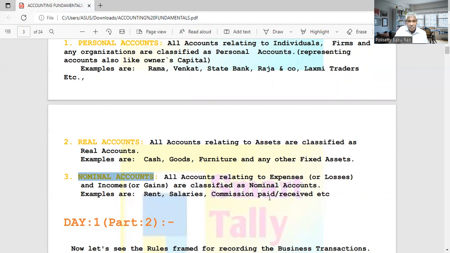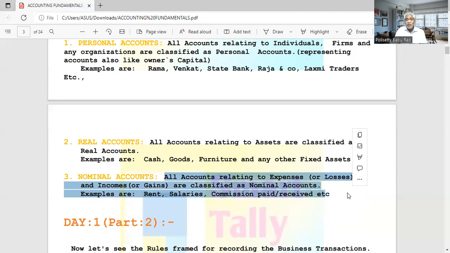Example, rent. When you are doing business, you have to incur many expenses, and you will get many incomes. All these are called nominal accounts. Examples: rent, salaries, commission paid, commission received, printing and stationery, telephone charges, etc. All these are called nominal accounts because they are limited to 1 year only. We record all these expenses and incomes, and at the end of the year, we take them into one place. We find the difference between income and expenditure. The difference will represent profit or loss.